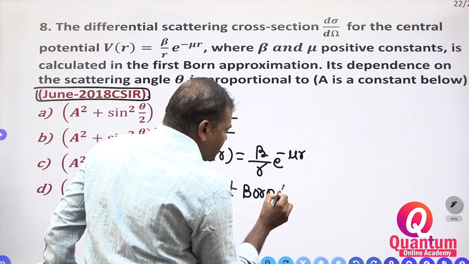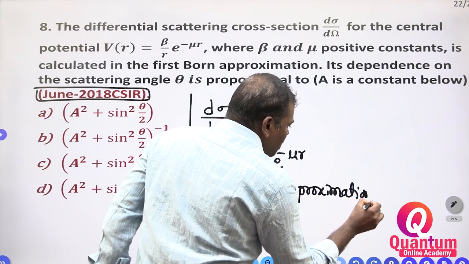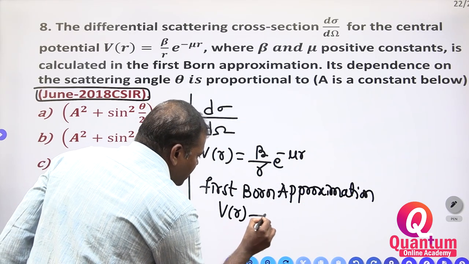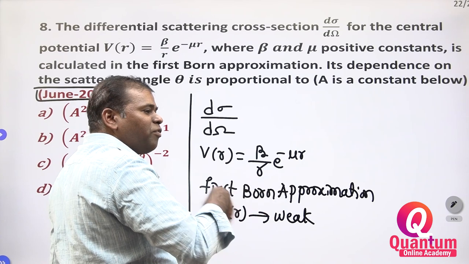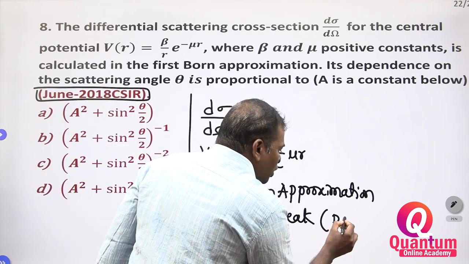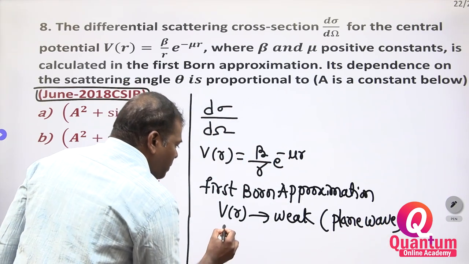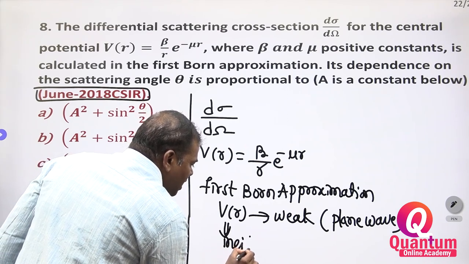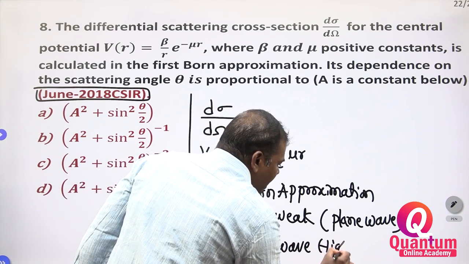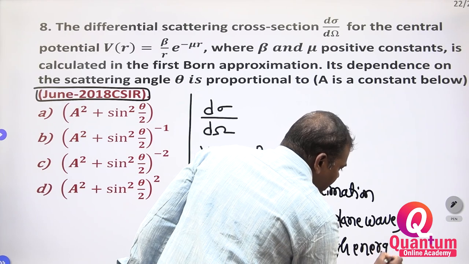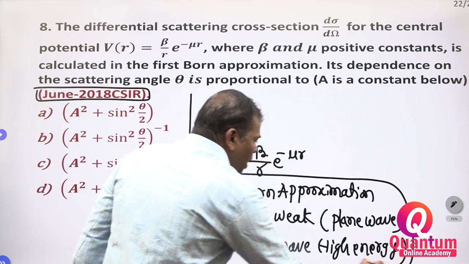First Born approximation means the potential energy is weak. Your potential is very, very weak. If the potential is weak, your scattered beam will be small. That's why your wave function is a plane wave. Your wave function will become a plane wave. Your incident energy is high energy, because it can act as a plane wave. This is the first Born approximation.